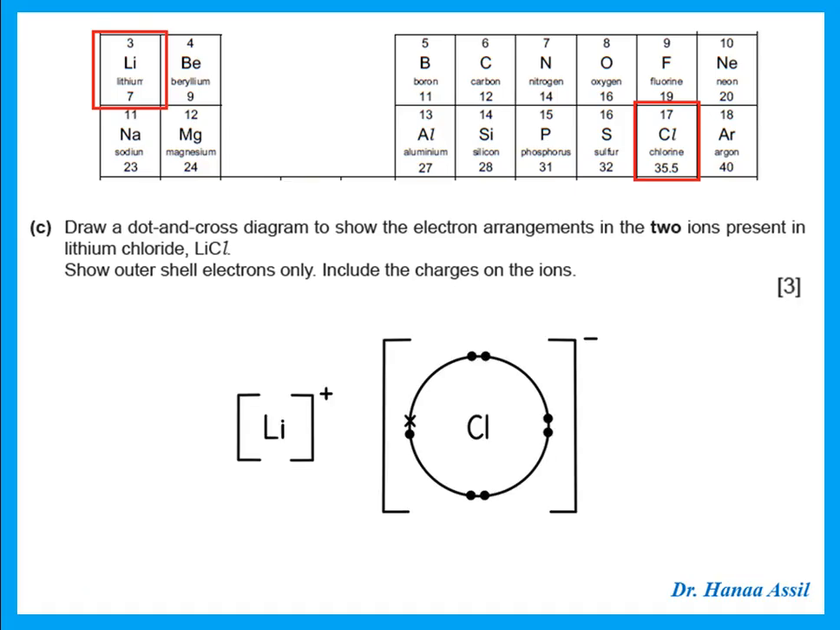So the lithium already has 2,1. So it is in group 1. It is going to lose that 1 electron. So that means it will have an extra positive charge. Now the chlorine already has 7 of its own. It's in group 7, so it has 7 electrons in its outer shell. And it's going to gain 1 that we got from the lithium, and that means it has an extra negative charge. Do not forget to write the charges. So the lithium loses its outermost electron and becomes positive. The chlorine gains an electron and becomes negative.